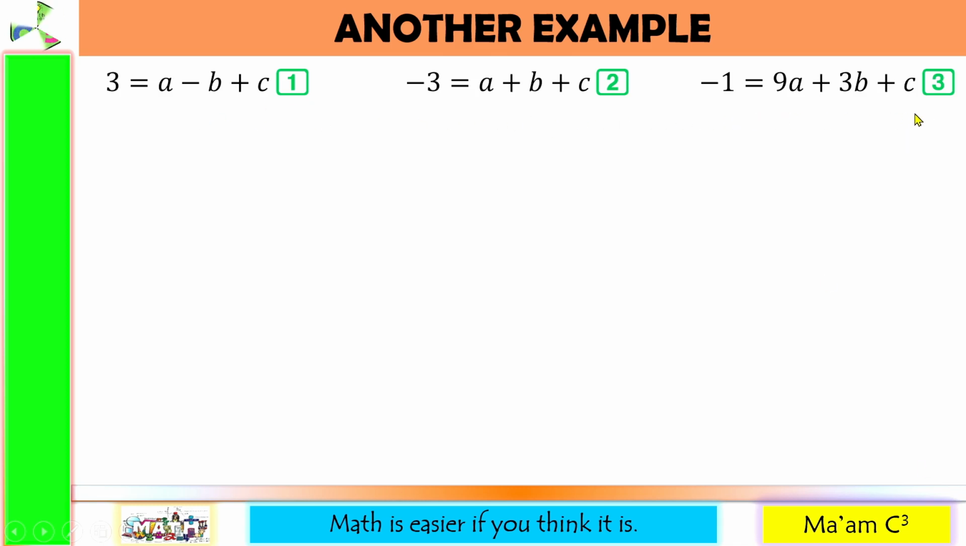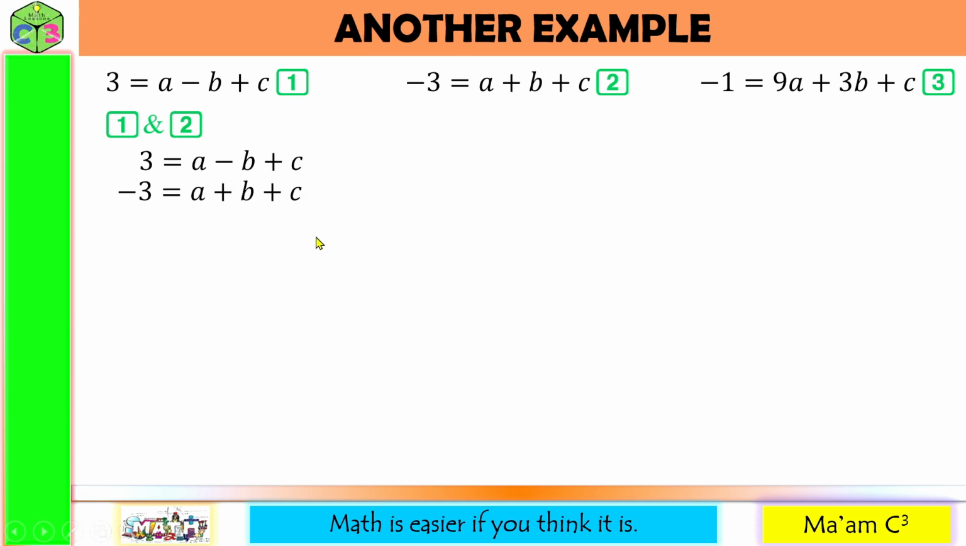From this point, our goal is to eliminate at least one variable. You can choose any two equations here. Let me choose equations 1 and 2. So I will analyze which variable I can easily eliminate. I can eliminate b, they have the same numerical coefficients. I can also eliminate c, they have the same numerical coefficients. This will depend on the operation that I am going to use.